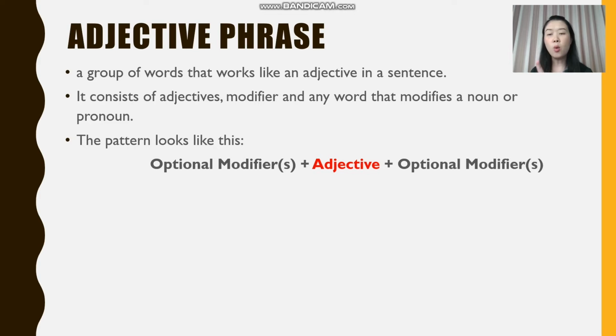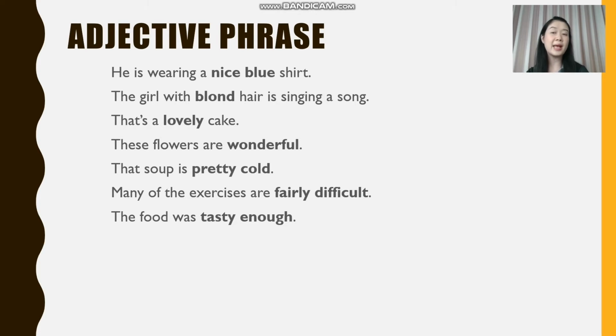Now, what is the pattern of the adjective phrase? You can see in red, that is the adjective, the head word of this phrase. But it's possible that we can have even more adjectives or some adverb to modify the adjective. Can you remember about the adverb? The adverb can be used to describe verbs, adjectives, and adverbs. So here we can use those adverbs to modify the adjective. How does it look? Let's see the examples for the adjective phrase.